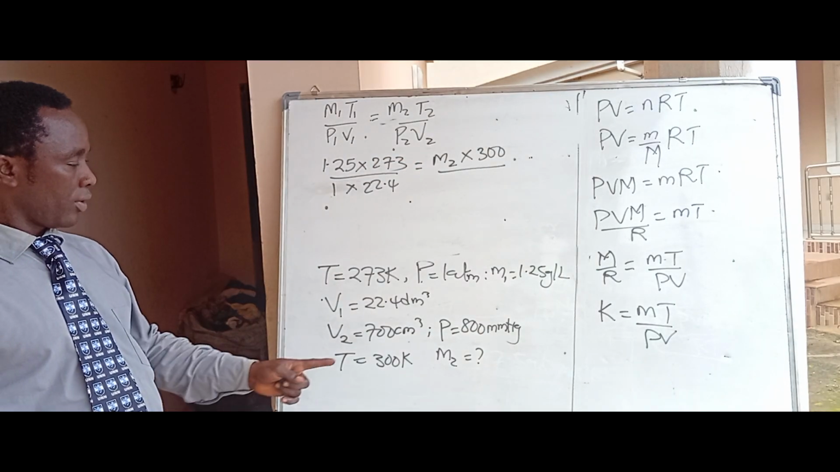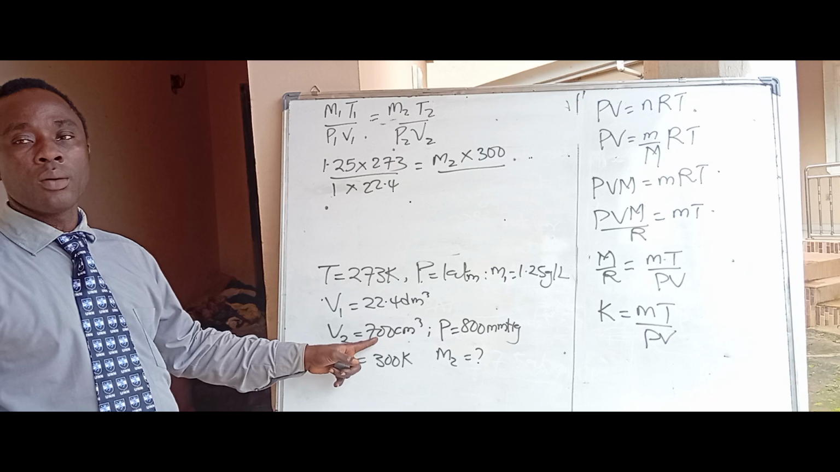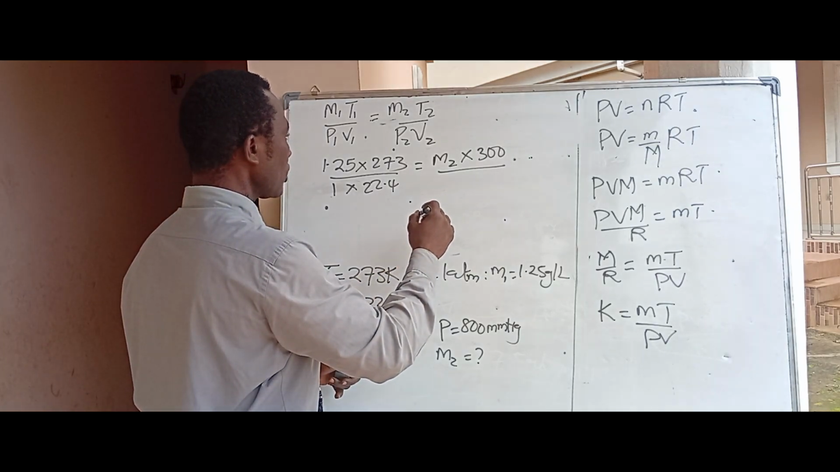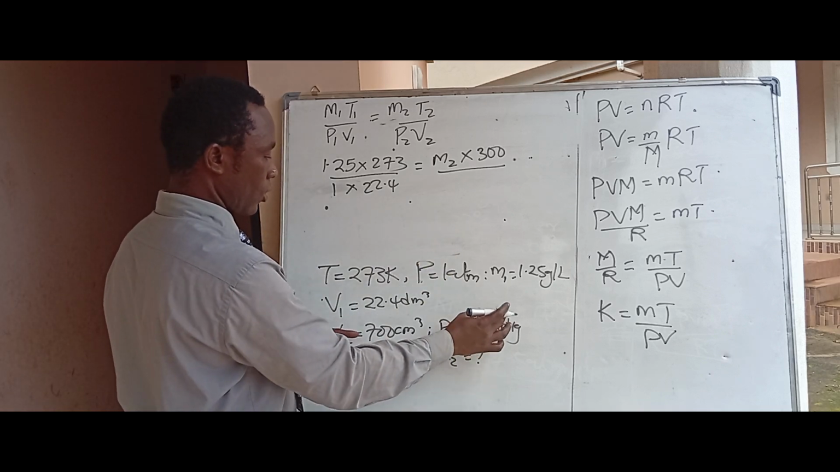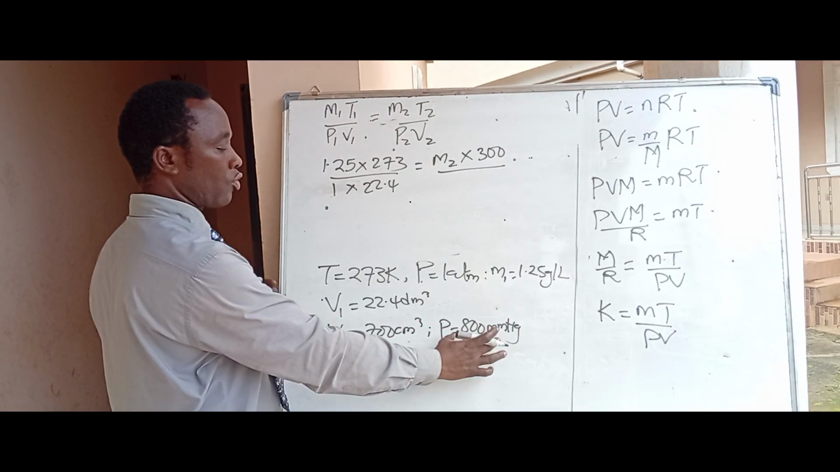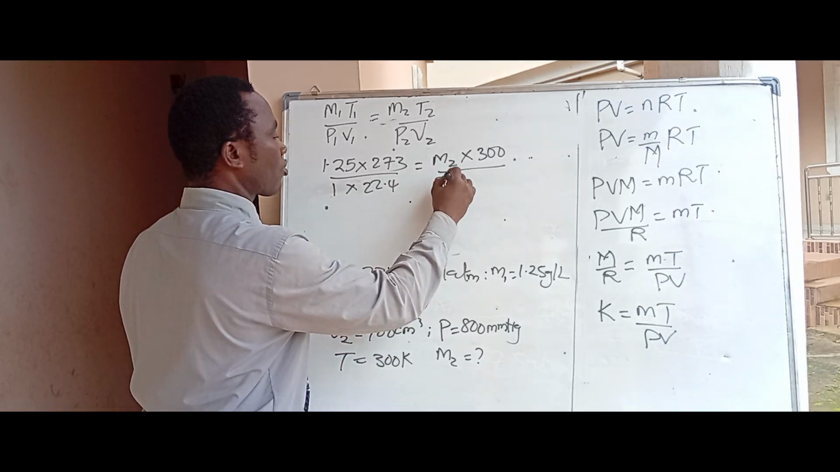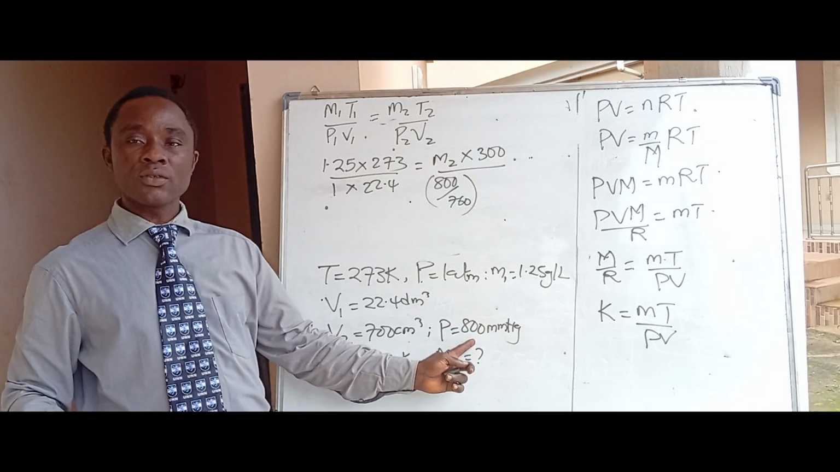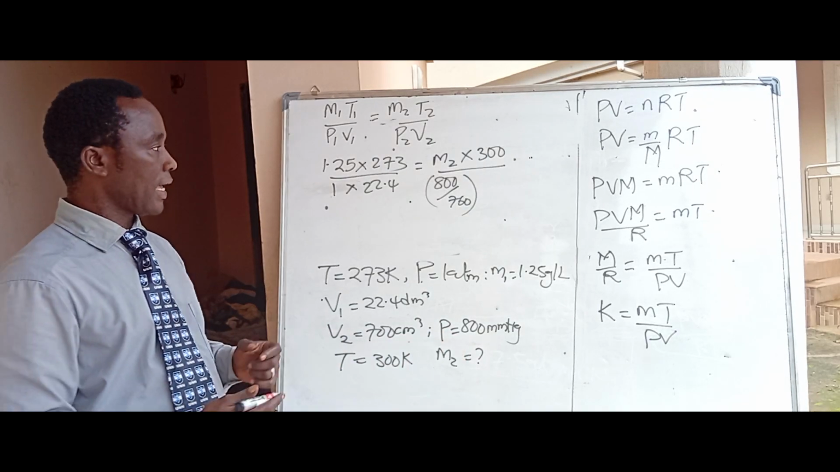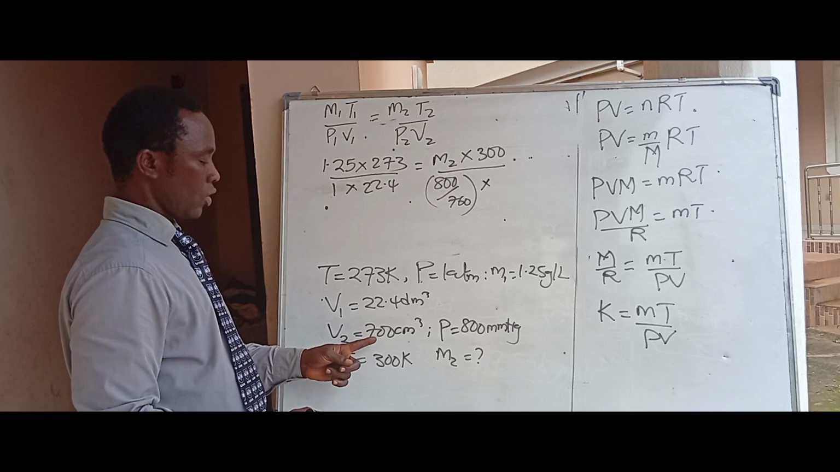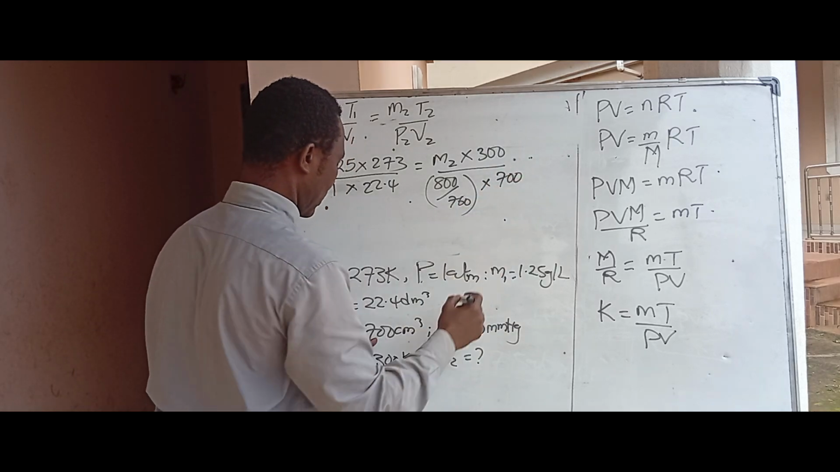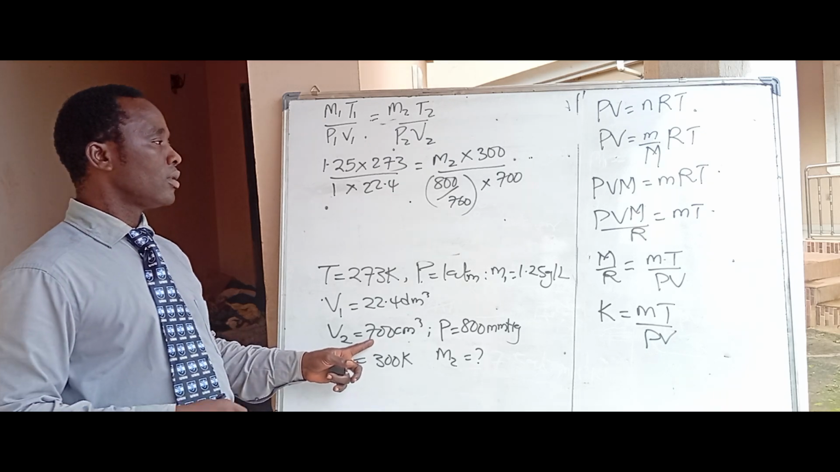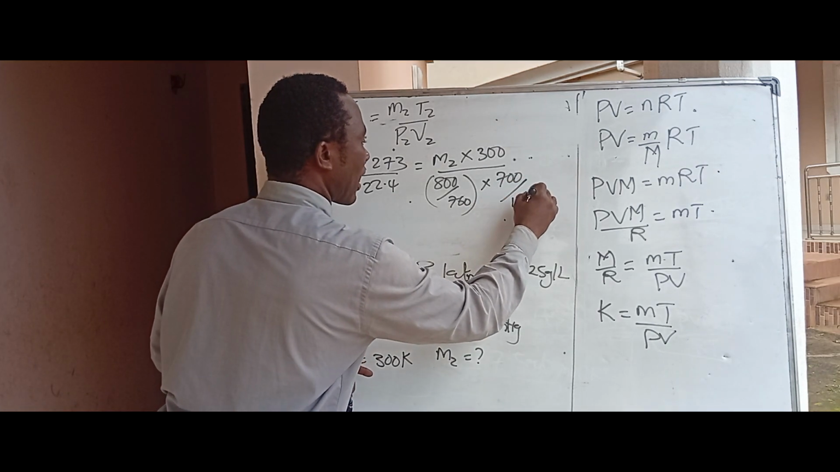What is volume 2? Volume 2 is given to us as 700 centimeter cube, but it needs to be in dm cube. Pressure 2 first is 800 mmHg. It needs to be in atm, so it has to be 800 over 760. Somebody might ask, why am I dividing by 760? To convert it to atm. Then multiply by the volume, which is 700. Remember, the 700 is in centimeter cube, so you need to convert it to dm cube by dividing by 1000.